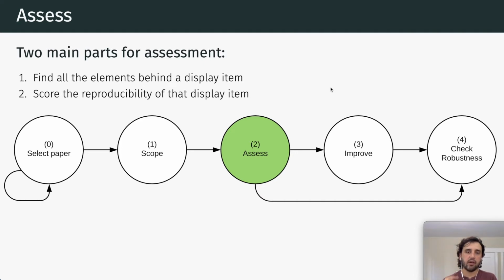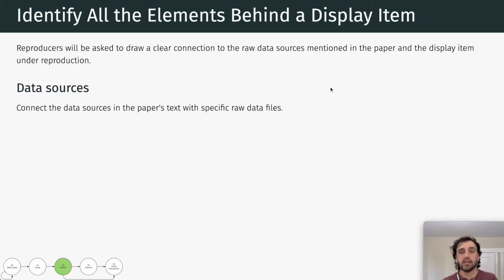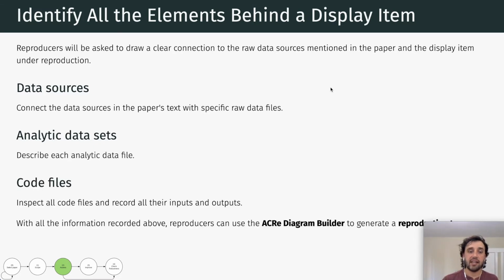The idea is that first, reproducers will identify all the elements behind a display item, a table or a figure, and they will be asked to draw the connection between the data sources as described in the paper in a narrative way, and the specific files behind those data sources. So they might not be there in the reproduction package, but at least they can identify what the data sources are. They can then identify what the analytic data sets are, and they can also identify what the code scripts are, the code files.